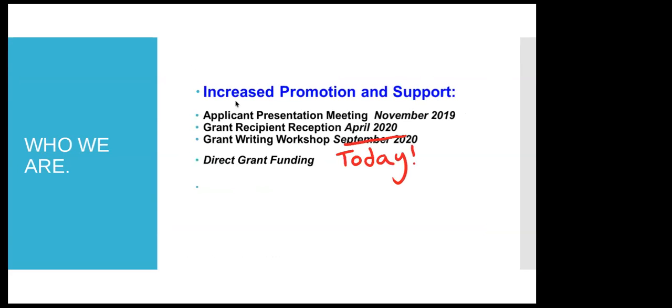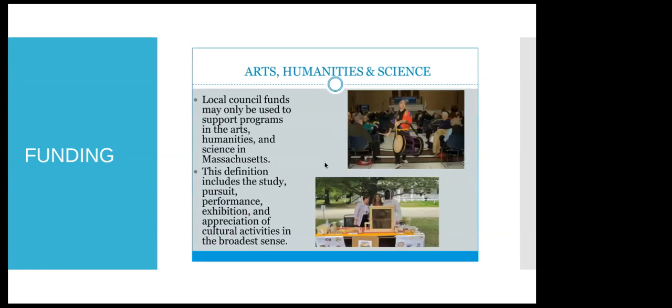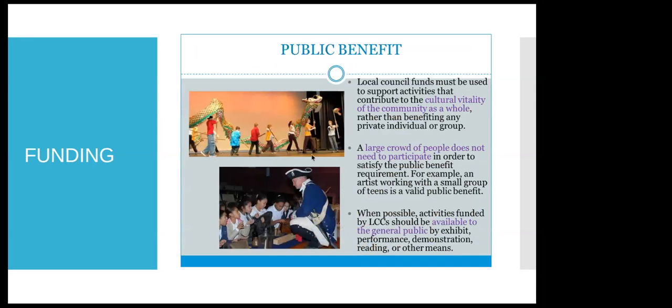The grant application workshop is today. So funding criteria: we support arts, humanities, and science of public benefit, non-discrimination, and we focus on local criteria, and this is good for you to know. And I think there's another page that says specifically council priorities, because before you apply, there's lots of different places where it says, have you reviewed the council priorities? And so let's find where those are.